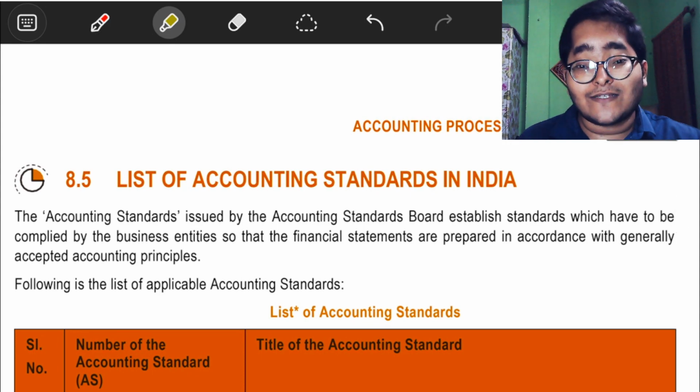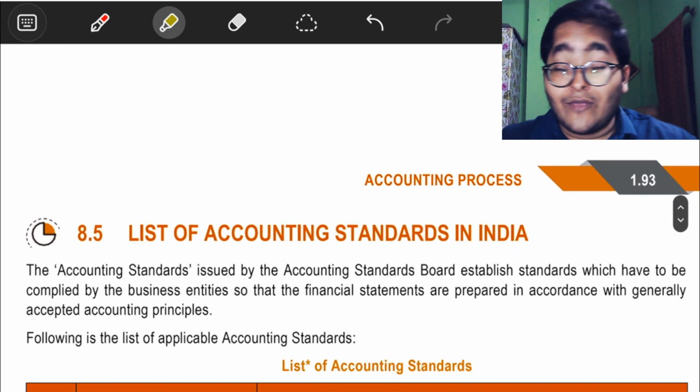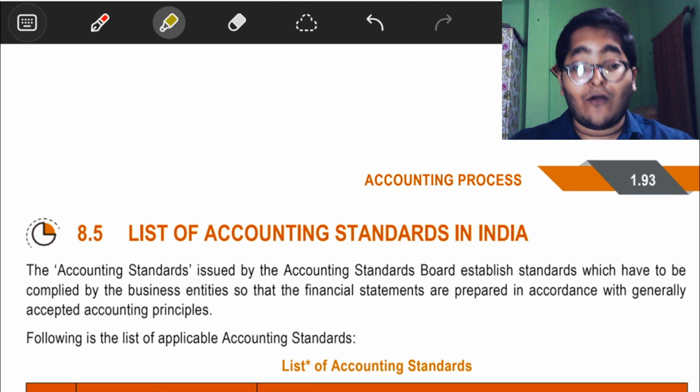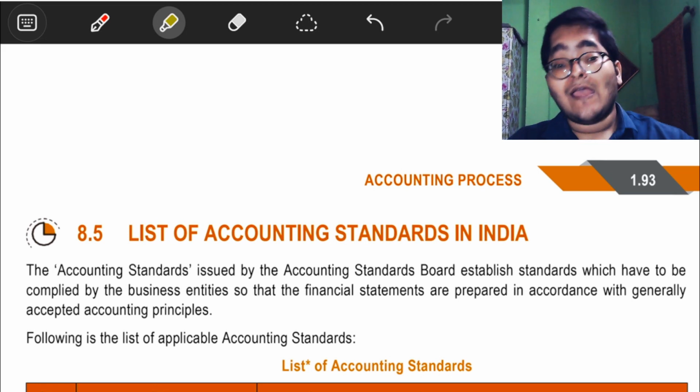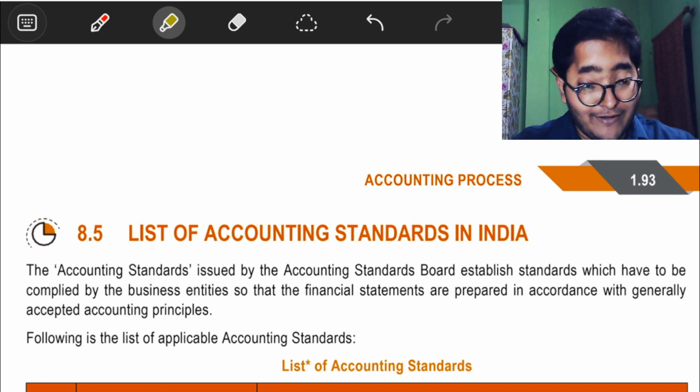Now, the list of accounting standards in India. So, in our CA Intermediate examinations, we will study this topic, the accounting standards in India, in detail. But here is a list of accounting standards that is applicable within our Indian territory.